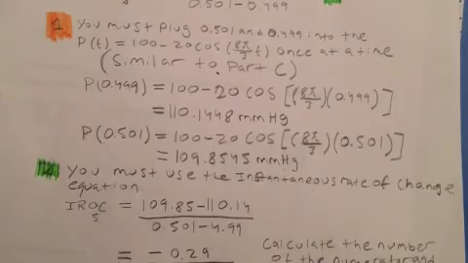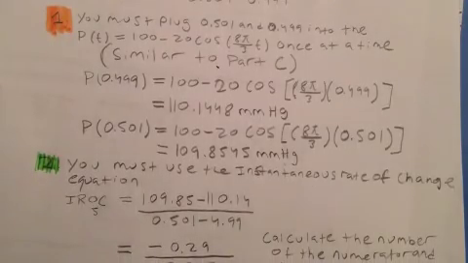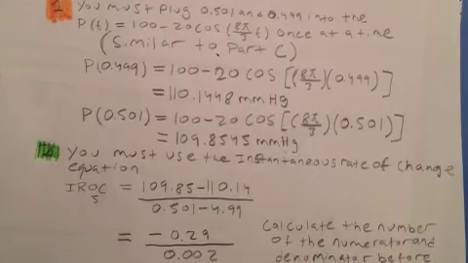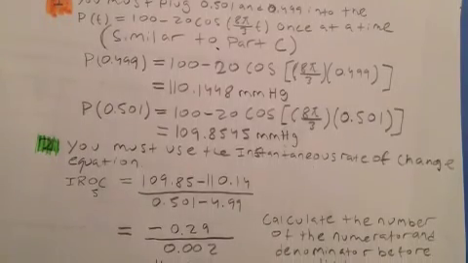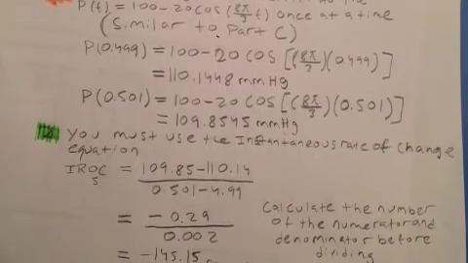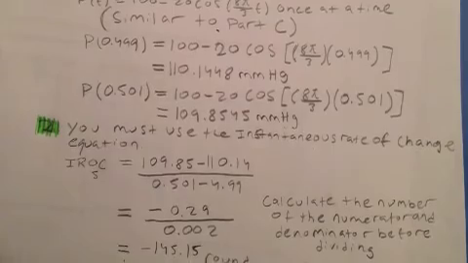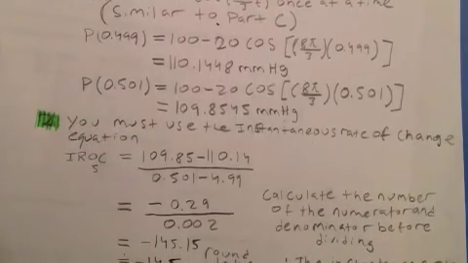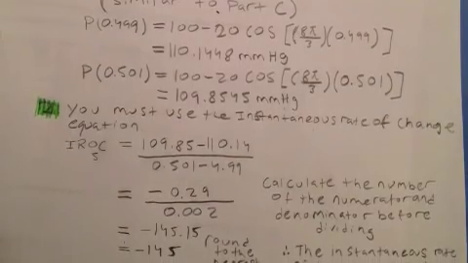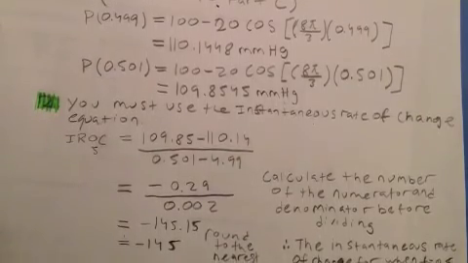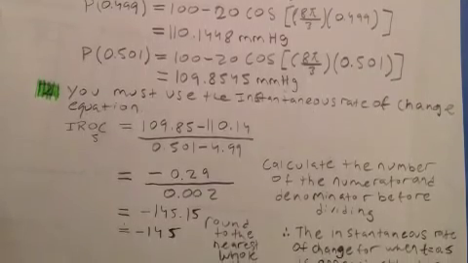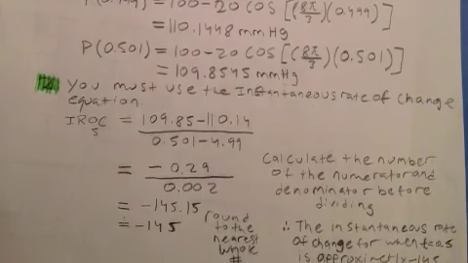After you find the blood pressures, you must use the instantaneous rate of change equation. You first calculate the number in the numerator and denominator before dividing. After dividing, you round to the nearest whole number. Therefore, the instantaneous rate of change when the time is 0.5 is approximately negative 145.